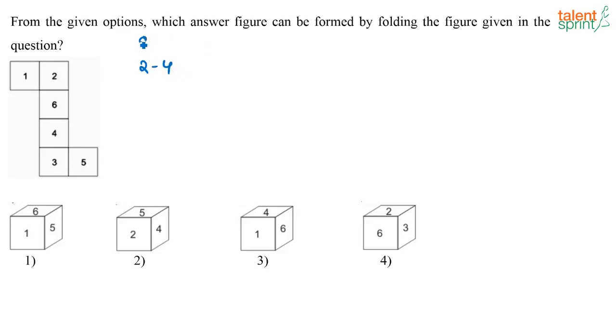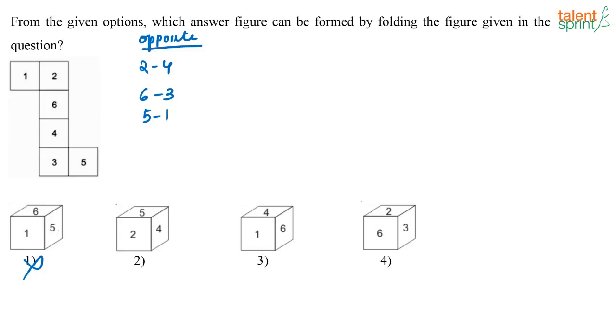I'm just writing opposite sides, okay? 2 and 4 will be opposite to each other. Similarly, 6 and 3. Yes, when I fold it, I will have 6 and 3 opposite to each other, and 5 and 1 will be opposite to each other. Correct? So now let us look at the options. Here 5 and 1 are actually opposite to each other, but they are given that 5 and 1 are adjacent to each other, which is not possible.